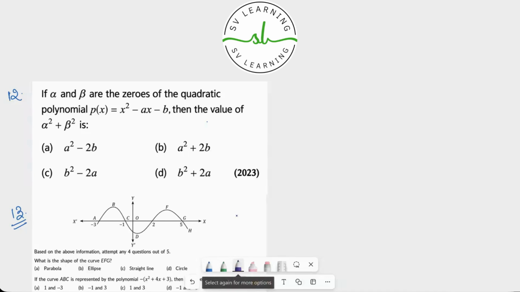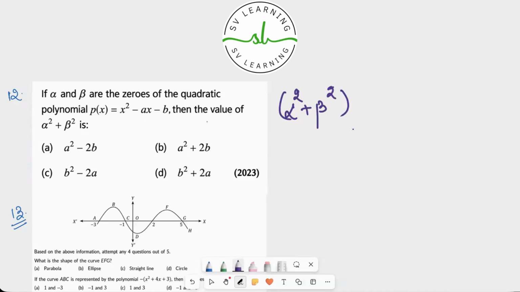Hello, children. So let's get started, or rather let's continue with our revision of polynomials. This is the 12th PYQ. Here the polynomial is given and you have to find the value of alpha square plus beta square. As already told in the recap video, alpha square plus beta square.